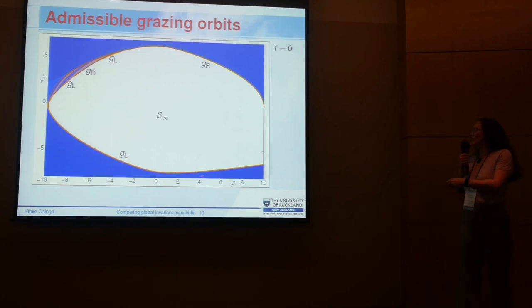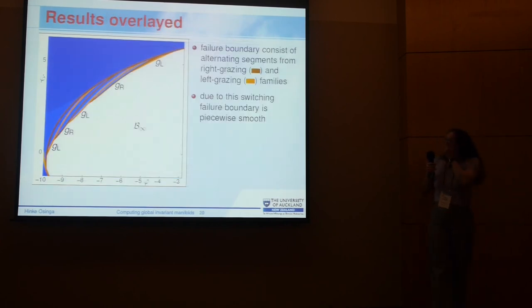that my boundary is very nicely following this. There's some stuff going on here, so let me zoom in. Here, I notice that I get an alternation. My boundary is actually made up of left grazing, then right grazing, then left grazing again, then right grazing again, left grazing again, and so on.